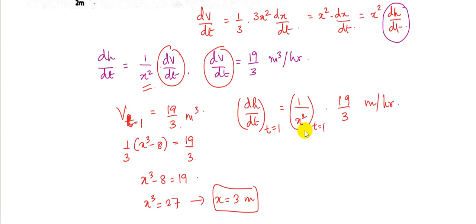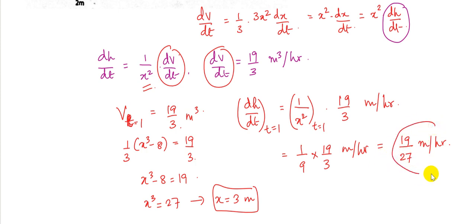So now we put the value of x here. I get dh dt at t equal to 1 is equal to 1 upon 9 into 19 by 3 meter per hour, which is 19 by 27 meter per hour. This means the rate of rise of water after 1 hour would be 19 by 27 meters per hour.